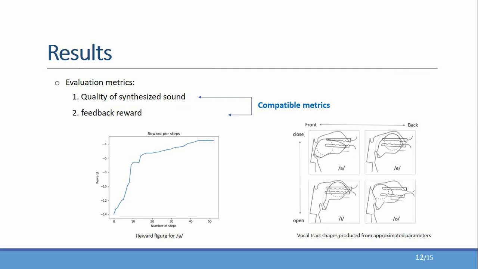To evaluate the results, we use two metrics: the quality of the synthesized sound and the feedback reward. Both of these metrics are compatible with each other. Here are two figures. The left one is the reward function for the A sound. We can see a reward improvement in the process of learning the parameters. And the right figure is the vocal tract shape produced from the approximated parameters.